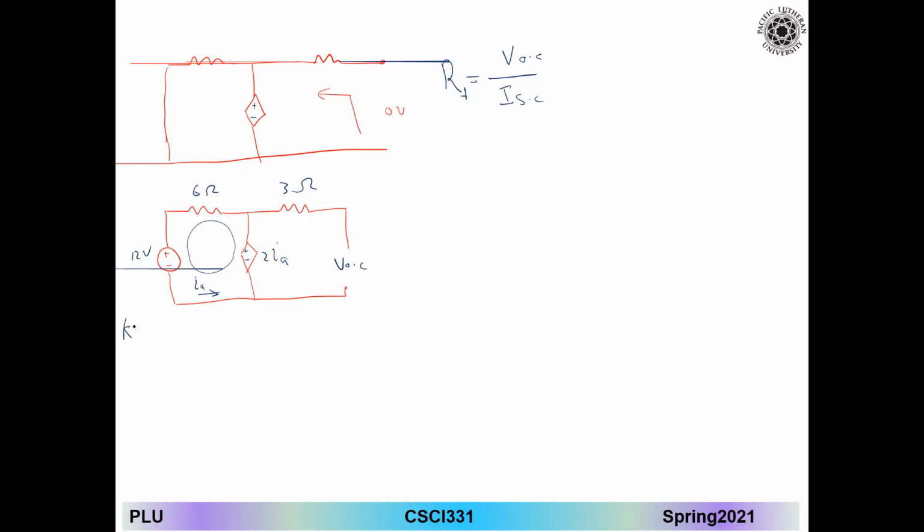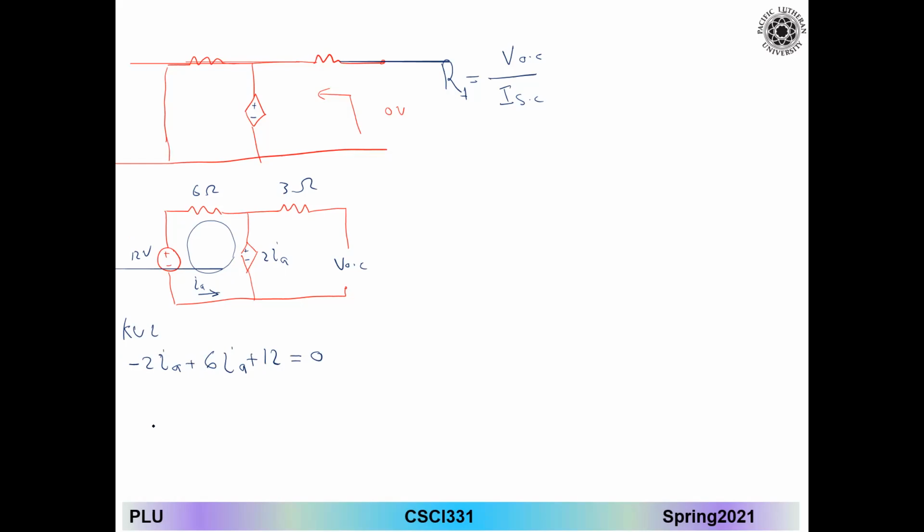I can use Kirchhoff's voltage law in the direction you want. We're going this way, following IA, to avoid the negative sign. The first one, negative to positive, will be minus 2 IA. This one will be plus 6 IA, and here plus 2 IA, negative plus 12. This is equal to 0.